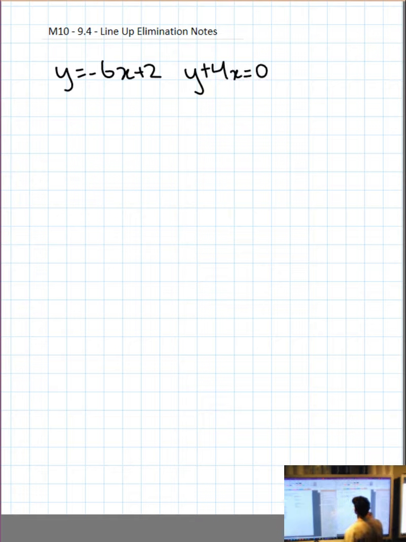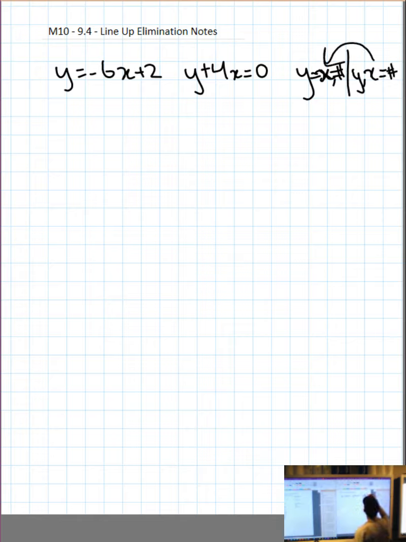The equation on the left is y equals x, number. And the equation on the right is y, x equals number. So they're not lined up, so we have to get them to be lined up. You can work on either. I like to trick you. I know you probably want to turn it into y equals, but I'm just not going to.